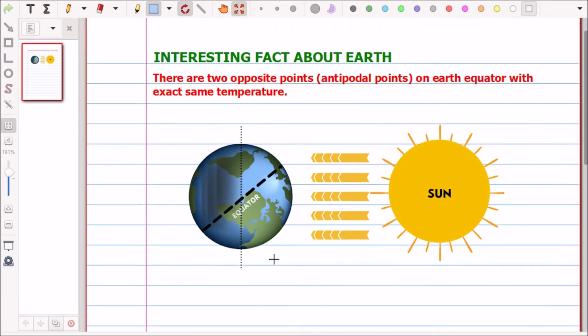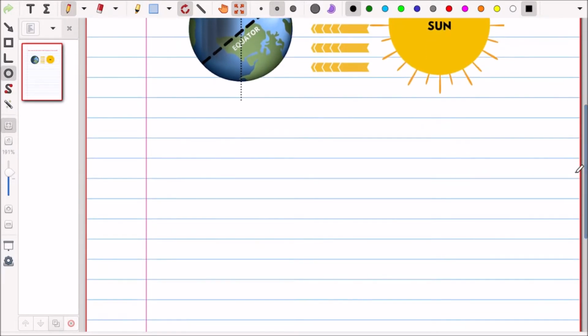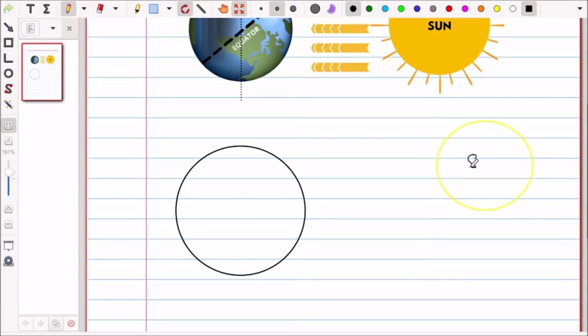So this is our earth and this is our sun and this is our equator. Now we are going to represent this equator by a circle. Let me draw a circle for you all. Suppose this is our earth, and now let me draw a small sun. This is our sun, and this is our earth, and let us mark the center of the earth and call it O.